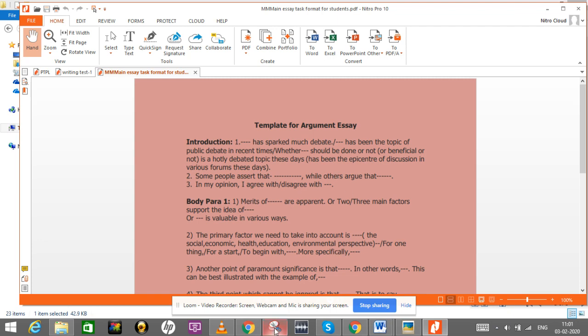Basically, that is what paraphrasing is. The second thing is your general statement. If you look at the template here, it has the general statement, which is the second part of your introduction, or the second sentence of your introduction.